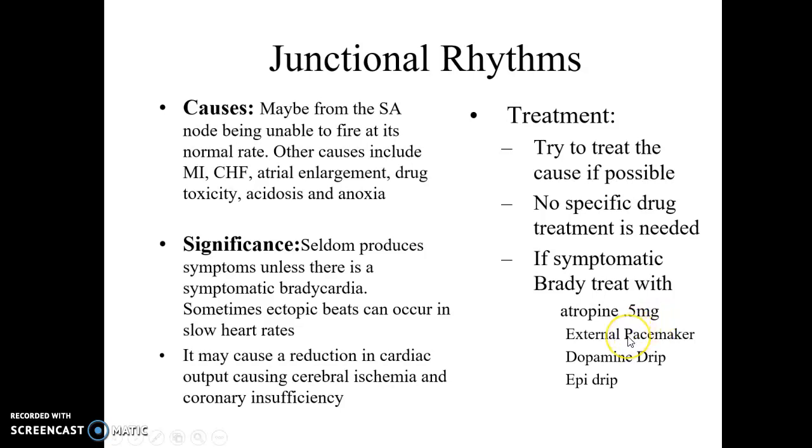Another option we can do is an external pacemaker. If atropine isn't working, we can consider pacing the heart with an external pacemaker. Another option is a dopamine drip. Dopamine is kind of a nice medication. It does support blood pressure, and the side effect from it is an increase in heart rate, so we get a twofold benefit from it. An epinephrine drip is kind of unusual to see. It can be done, but it is not something we typically do for routine bradycardias. So that's going to end our segment on junctional rhythm.